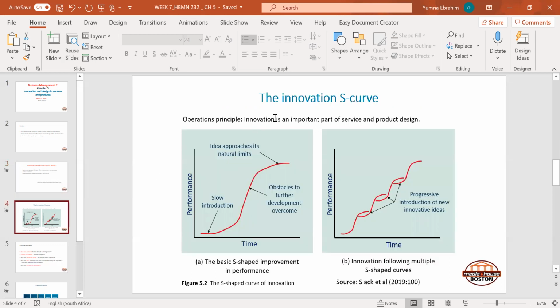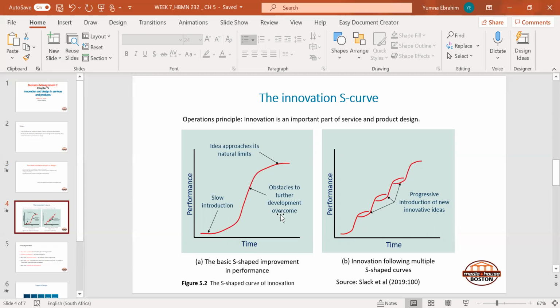So what we have here is the innovation S curve. Innovation is quite an important element for every firm, whether you produce services or whether you produce products. Here we have S-shaped improvement. It's introduced slowly and the performance picks up quite quickly. Here we have what we call incremental or progressive introduction of new ideas. So perhaps we can look at this as the iPhone. Over time, you've had many different iPhones that have come in, and each one has a slight improvement on the previous one.